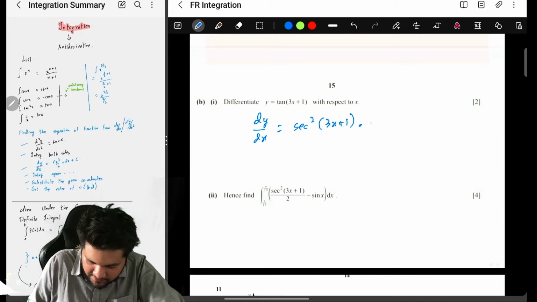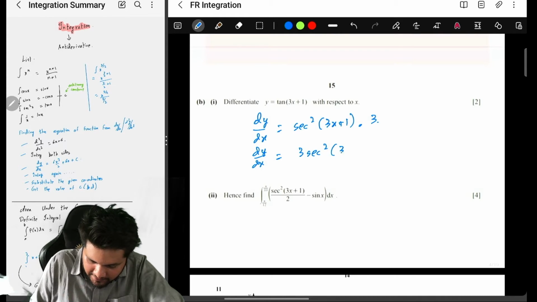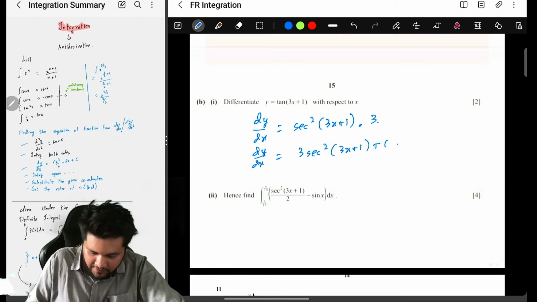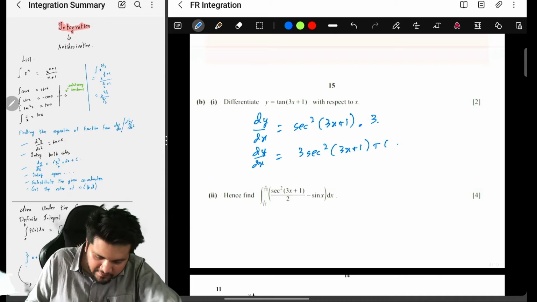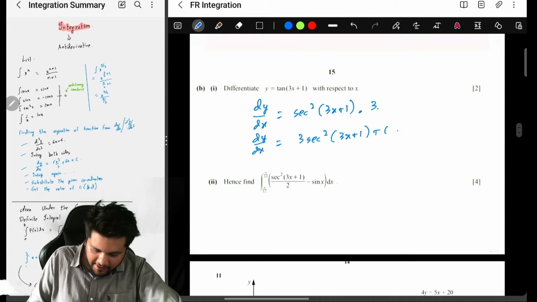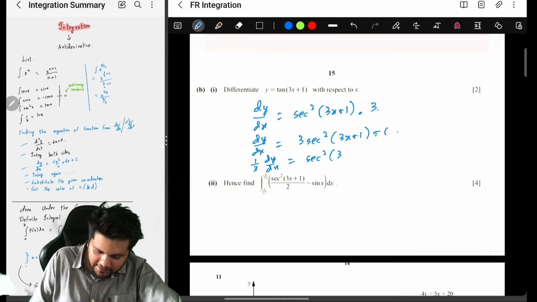So the derivative of 3x plus 1 is nothing but 3. So we'll get dy by dx is equal to 3 sec square (3x plus 1) plus c. What they are asking is the integral of this whatever thing is. Now here, if I just write this as 1 by 3 dy by dx is equal to sec square (3x plus 1) like this.